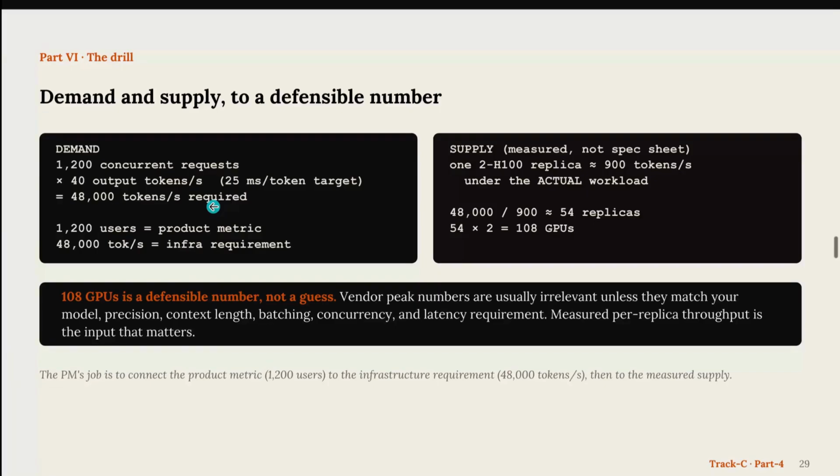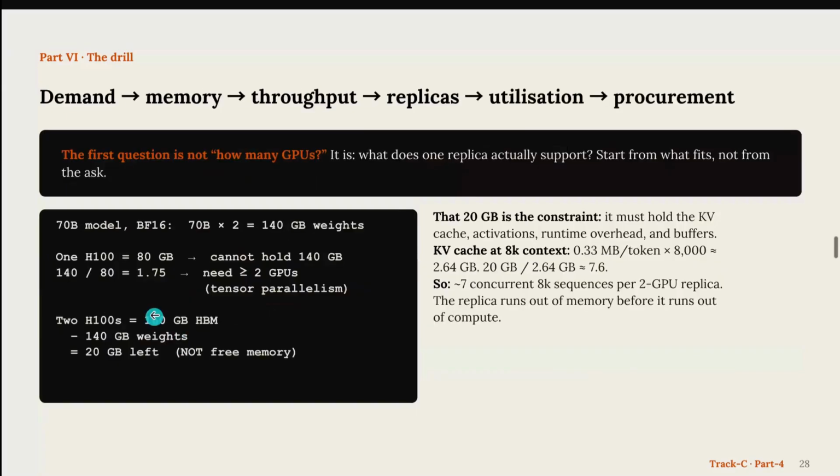Now this is the demand side. How do we supply this? If each 2 GPU replica generates around 900 tokens per second under the actual workload, we divide 48,000 by 900, which means 54 replicas. Each replica would have at least 2 GPUs, like we saw earlier. We were using 2 GPUs, and in that case 54 times 2 will be 108 GPU requirements.